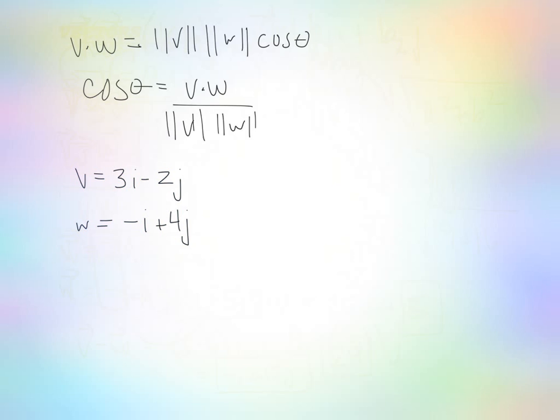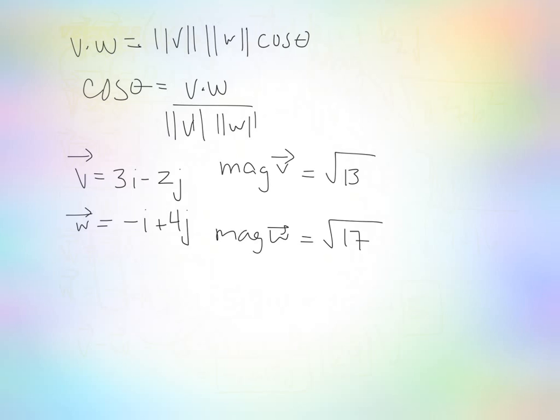So say that we wanted to find the angle between vector v and vector w. So we need the dot product first, and then we need to multiply the magnitudes. So the magnitude here, so I'll just do mag v, then mag w. That would be the square root of 13, because it's the square root of 9 plus 4, and then that would be the square root of 17, because it'd be negative 1 squared plus 4 squared, which is 17, square root of that.